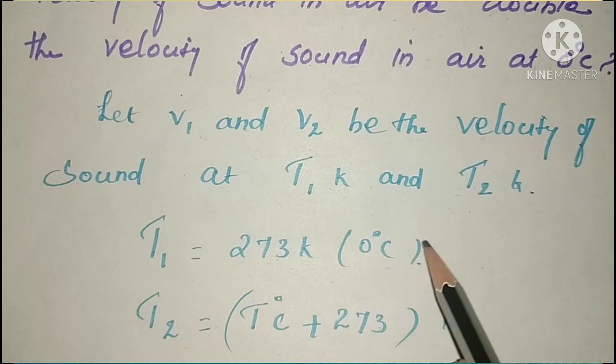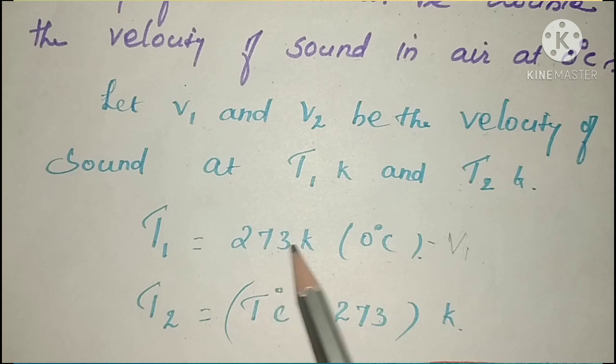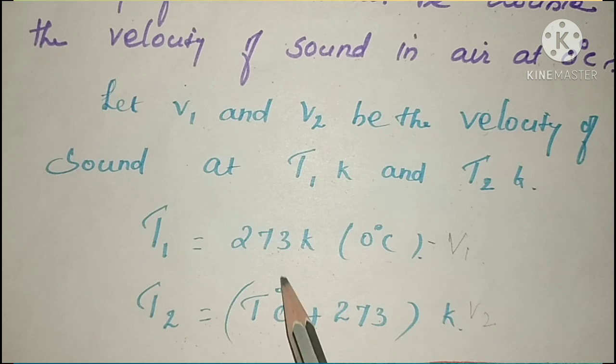See here, at the temperature T1 of 273 Kelvin, let us take V1 as the velocity. And at temperature T2, V2 is the velocity. That is how we calculate the velocity at that particular temperature T2. The velocity will become double, isn't it? That particular temperature we don't know, so let us take it as T degrees Celsius plus 273.